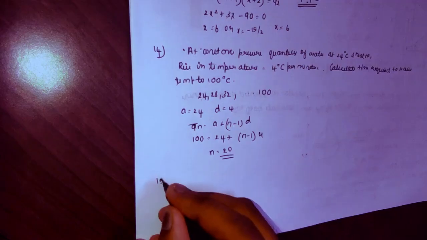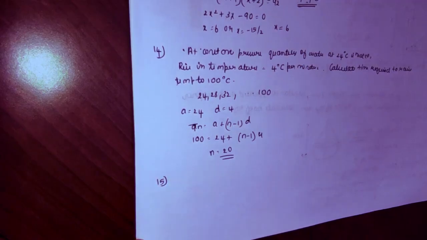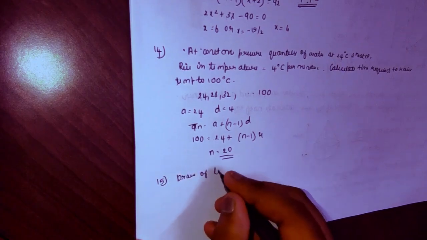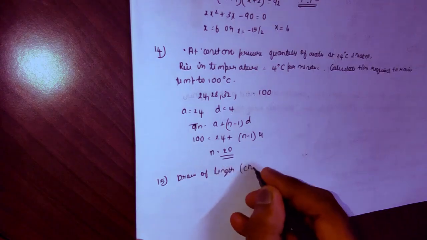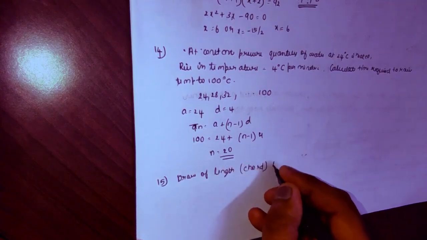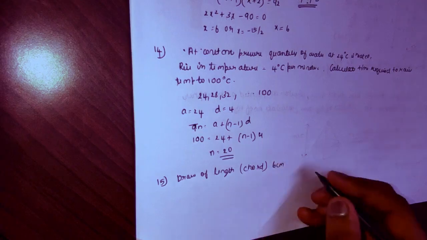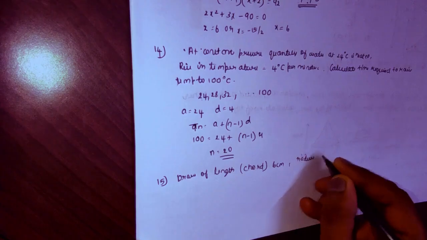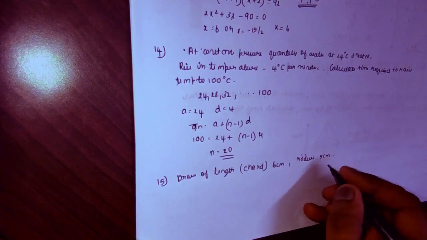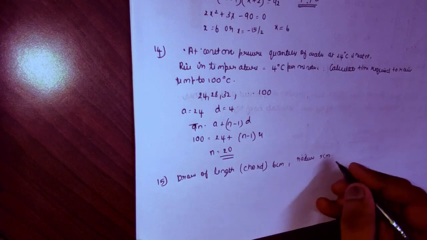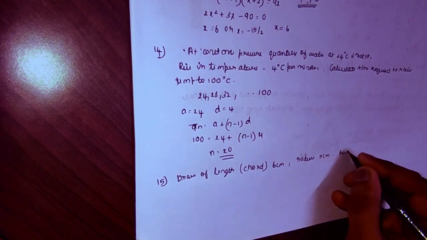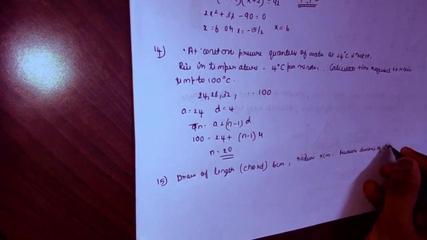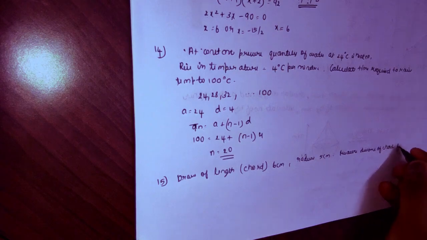We will move on to the 15th question. It is a construction geometry question. Draw a chord of length 6 centimeter in a circle of radius 5 centimeter. You have to measure and write the distance of the chord from the center of the circle.